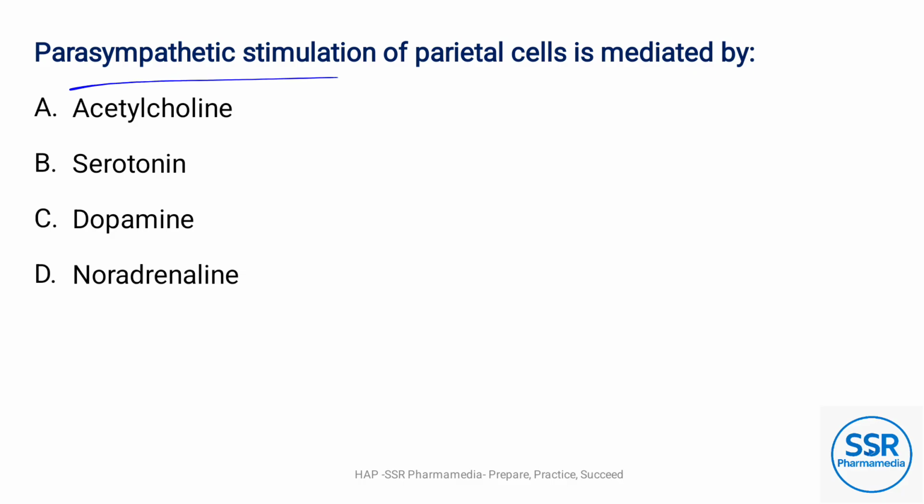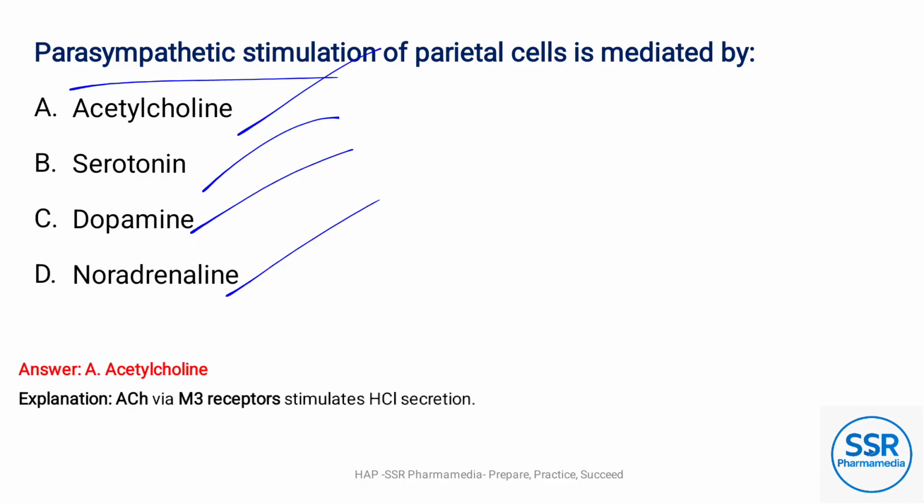Parasympathetic stimulation of parietal cells is mediated by option A, acetylcholine. Option B, serotonin. Option C, dopamine. Option D, noradrenaline. The answer is option A, acetylcholine. Acetylcholine via the M3 receptor stimulates HCl secretion.